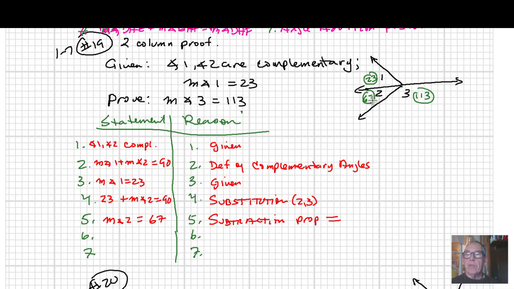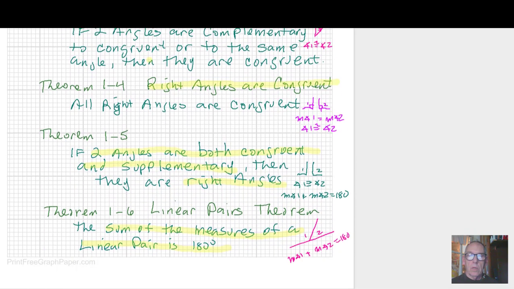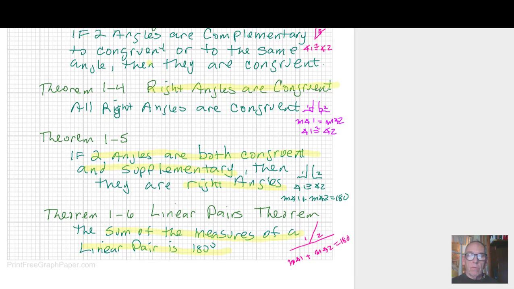Okay, now from the diagram, angle 2 and angle 3 are a linear pair. And let's look at our theorems for a second. Where's the linear pair one? Theorem 1.6, linear pairs theorem. The sum of the measures of a linear pair is 180. So we're going to use this theorem 1.6, the linear pairs theorem, to go from linear pair to 180 degrees. Okay, so let's go back.